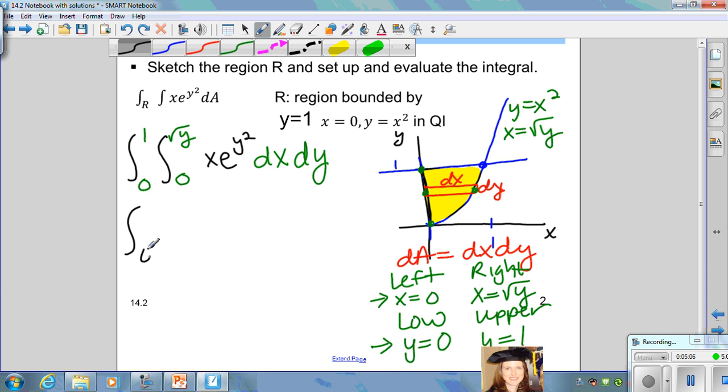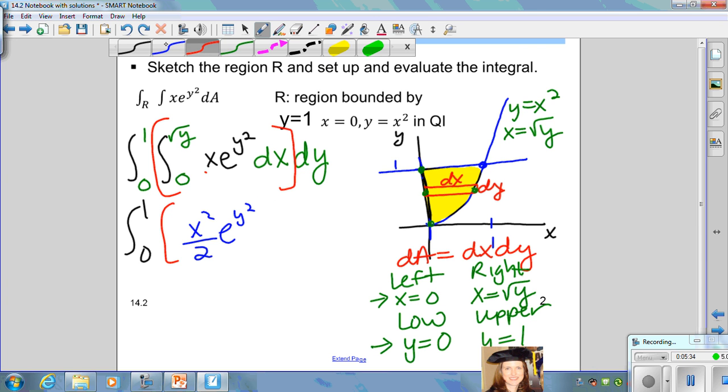The inside first. We look at the inside integral. It's in terms of the differential x. So we're going to treat x as a variable and y as a constant. So this is the antiderivative of x times a constant, and that's going to be x squared over 2 times that constant, e to the y squared.